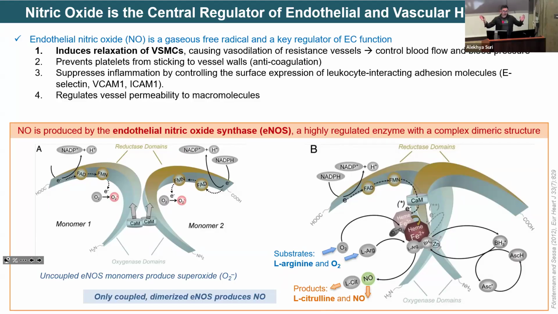So generally speaking, what I'm trying to say is, if the enzyme is uncoupled, you get superoxide. If the enzyme is properly coupled with all of its cofactors, the enzyme produces nitric oxide, right? And the substrate that is used to produce nitric oxide is L-arginine. Okay? Does that make sense? Any questions?